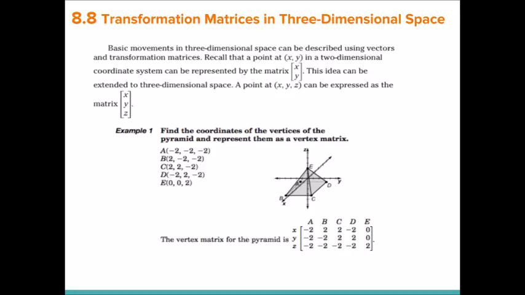An example of this would be to find the coordinates of a vertex of the pyramid and represent them as a vertex matrix. So A is -2, -2, -2, B is 2, -2, -2, C is 2, 2, -2, and D is -2, 2, -2, and E is 0, 0, 2. So the matrix for the pyramid is shown below.